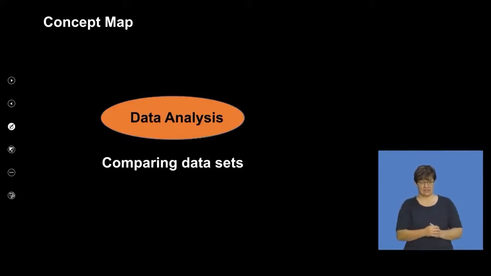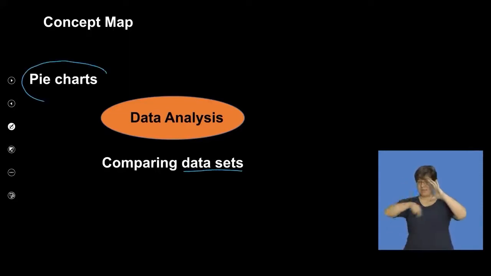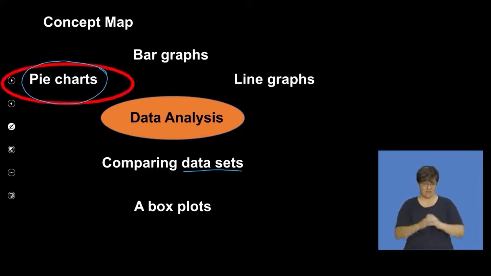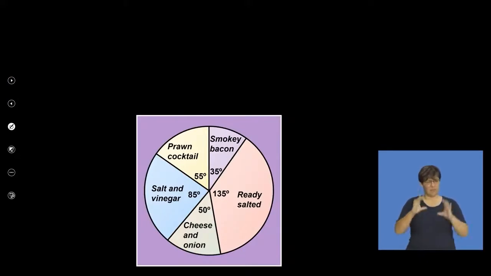So in data analysis, we said we'll look at comparing data sets. We'll look at pie chart and line and box plot. So let's look at a pie chart problem. Okay, what does it mean? So we have a pie chart here. What is important is to read it and understand.